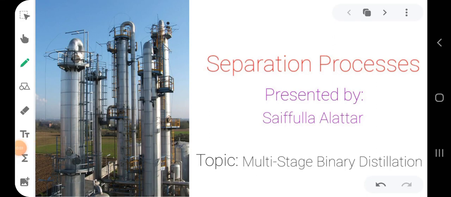Welcome everyone. This is separation process course, and today we are going to continue the same topic, which is the multi-stage binary distillation. So we're still talking about multi-stage, where we have more than one stage in a column, and we are still talking about the binary system, where we have only two components, and we are covering the method of separation, which is distillation, which is separation based on the difference in boiling point between a light component and heavy component.